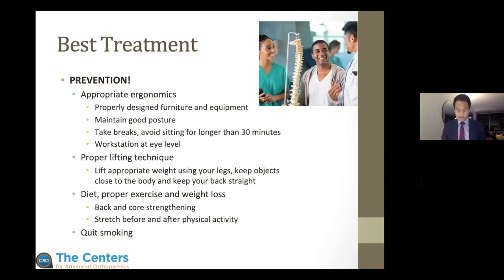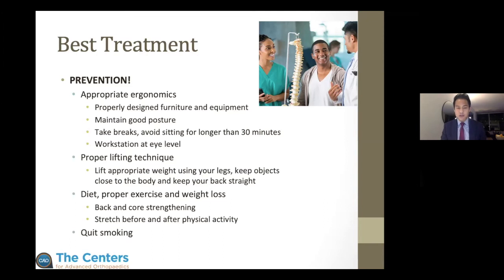And then something that I have to discuss a lot nowadays during COVID is that you want to keep your workstation at eye level. Too many times people are coming in because they're looking down for hours and hours each day. Over time, that takes its toll on your neck and the musculature of your neck. So you want to keep your workstation at eye level. You also want to ensure that you have proper lifting technique. That's pretty much straightforward. You want to make sure you lift with your legs. You want to keep your back straight, and you want to keep your neck in line with your back so that you're not stooping forward.